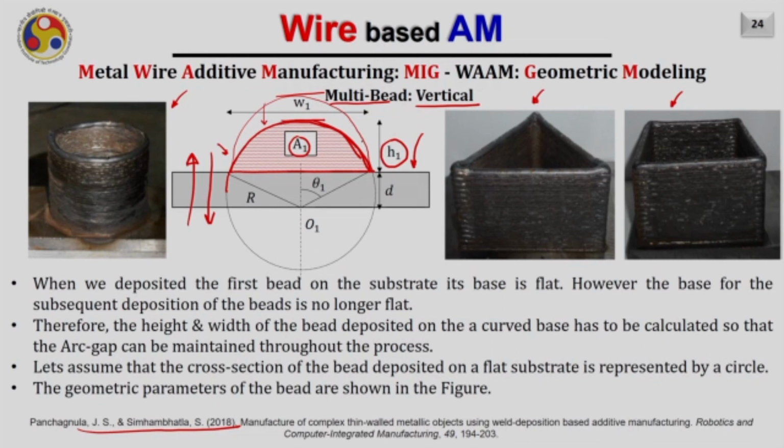Some of the parameters can now be obtained. W is the distance of this chord which is intersecting the base, and theta 1 is the angle subtended by the deposited bead at this chord, between this point and the center. Of course, the radius of this circle is given by R, which is the distance between the center and any point on the periphery of the circle. Considering these geometric parameters, let us find out the height of the bead when we deposit on top of this curved surface.